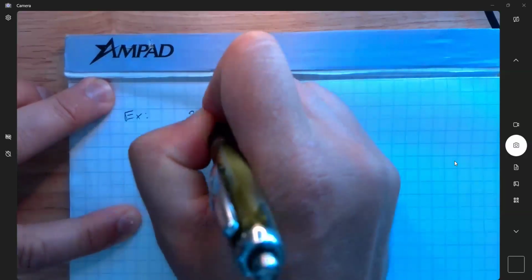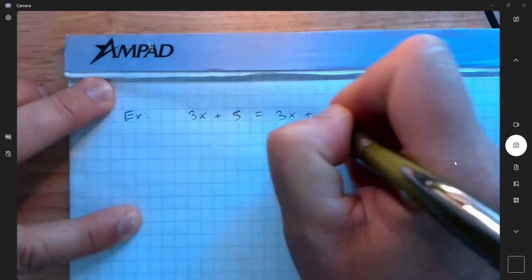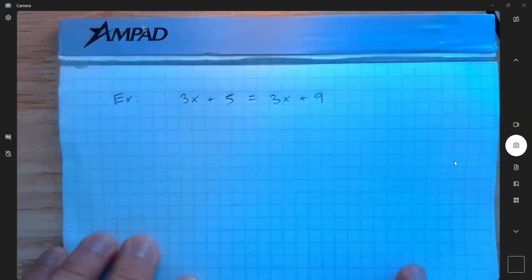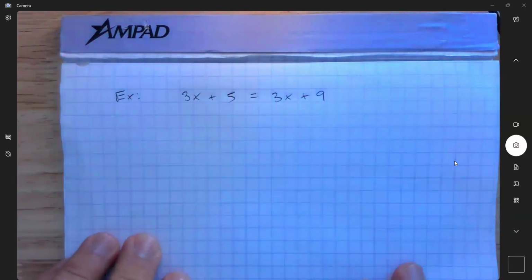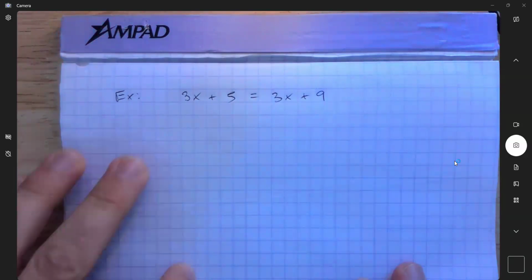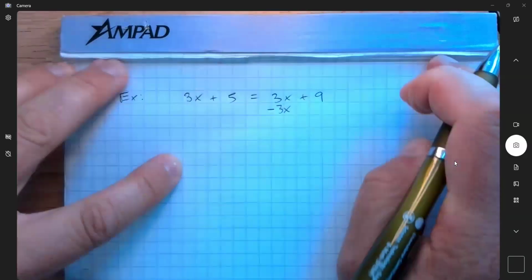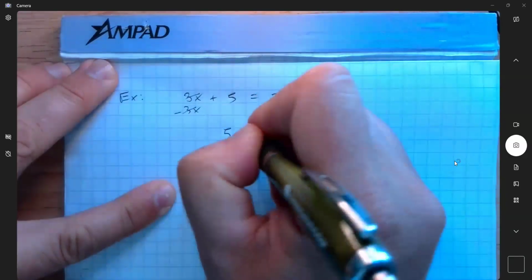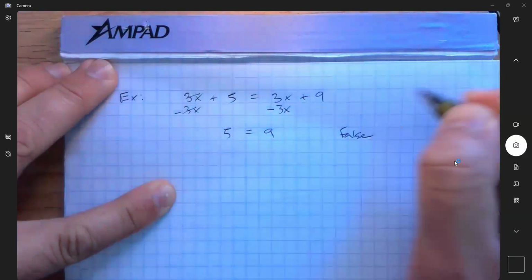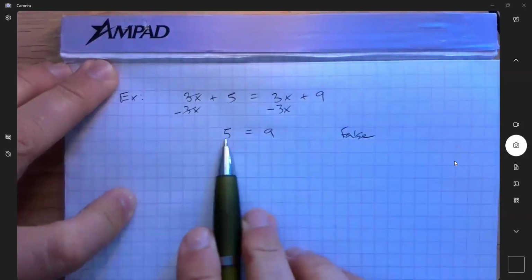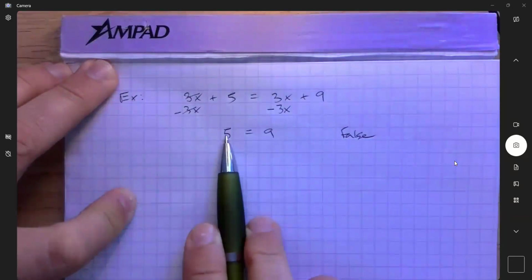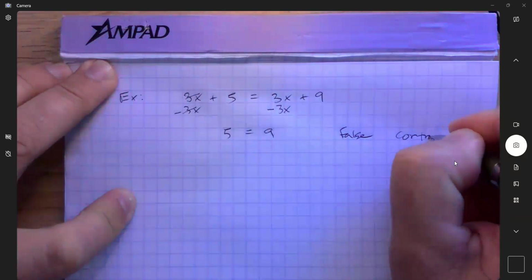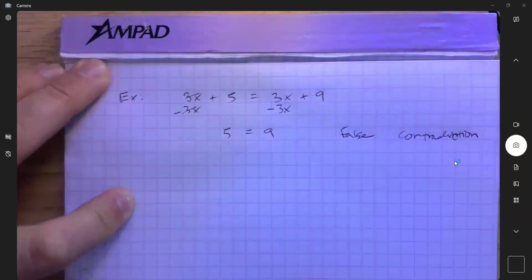Let's look at 3x plus 5 equals 3x plus 9. And again, to figure out if that's conditional, a contradiction, or an identity, the easiest thing to do is to just try to solve it. Let's get all the x's on one side. And I'll do that by subtracting 3x from both sides. The 3x and the minus 3x cancel, and it gives me 5 equals 9. Well, this is false. It doesn't matter what x value I started with, I'm going to end up with a 5 equaling a 9. That's false, so this is a contradiction, an equation that is always false.